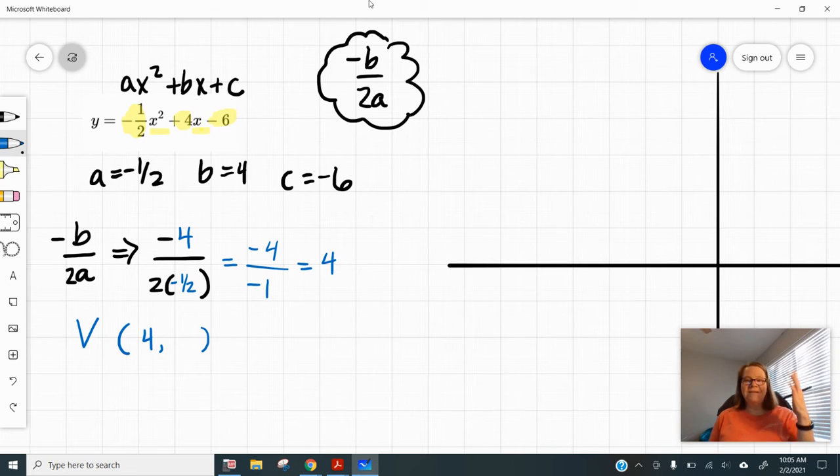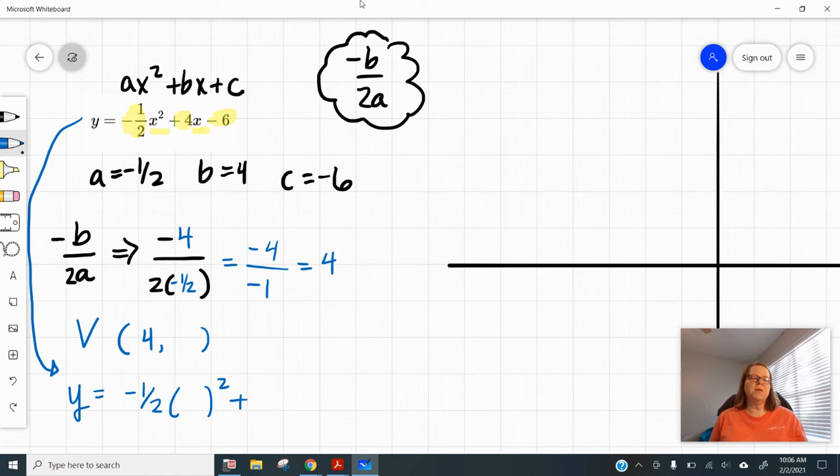The vertex is what I need first in order to go over to the graph, so that I can get the parabola onto the graph itself. So what I have to do is plug in that 4. I need the function of 4 in this function. I'm going to copy this down exactly like it is: negative 1/2 times x squared plus 4x minus 6. I copied it exactly, except where x is, I substituted a parentheses. Everything else is the same.